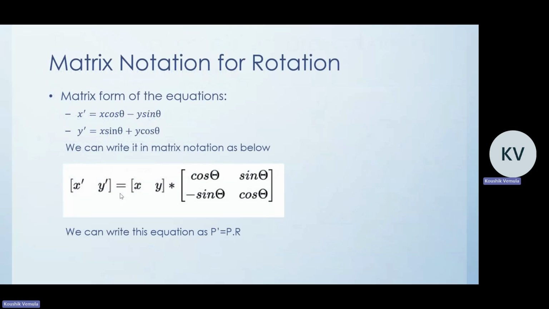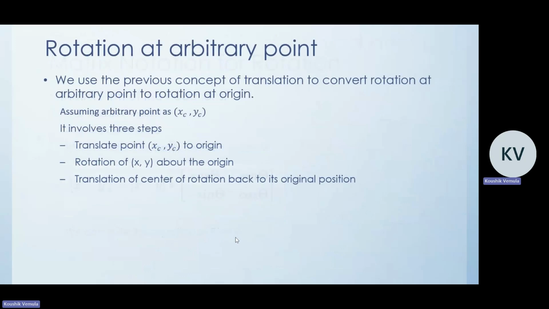Matrix notation for rotation. We can write these two equations in matrix notation as x dash, y dash equals x, y multiplied by the matrix cos theta, sin theta, minus sin theta, cos theta. This can also be written as p dash equals p times R, matrix multiplication. Next, rotation at an arbitrary point.